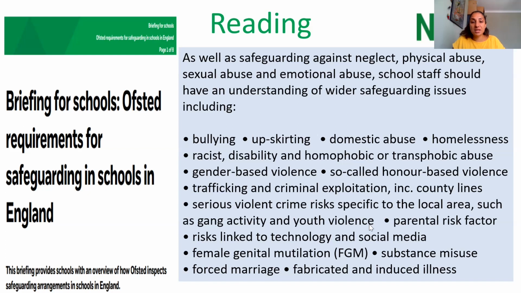So things like upskirting or peer-on-peer violence, or issues around racism, disability, or homophobic, transphobic abuse, forced marriage, FGM, substance misuse, etc. So there is a list on this slide of various safeguarding issues that might not fall under the traditional definition of abuse that we need to be aware of as staff. And like I said, please do read through this briefing. I don't believe it's a long document, so please do have a read of that. I will provide links to all these materials at the end of this training.